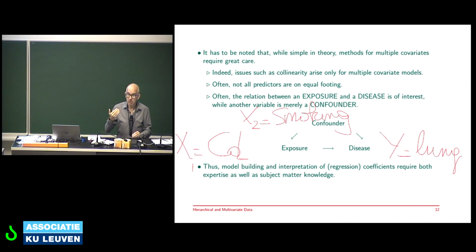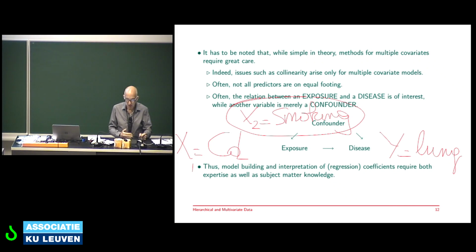Smoking is a background variable that may well confound the relationship, because if smoking is related to cadmium and smoking is related to lung cancer, and we know that that's the case, and if we then don't take smoking into account, we may get the wrong result. We may estimate a relationship that is not true, but is only seemingly true because we ignore a confounder.